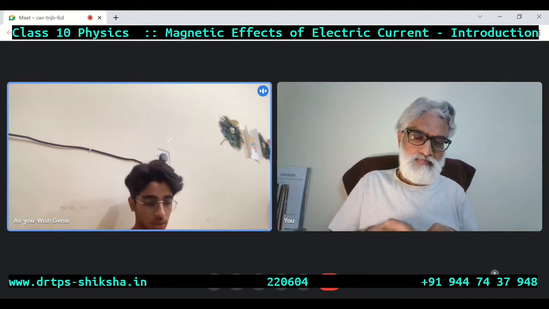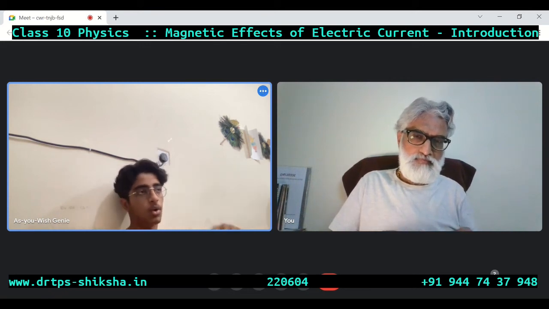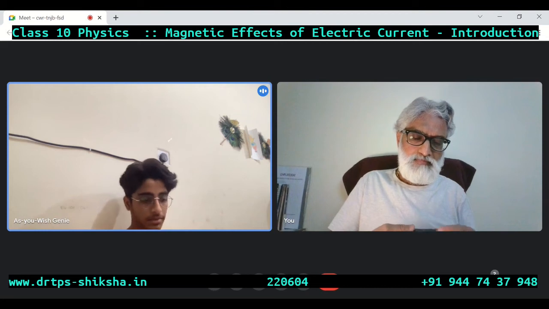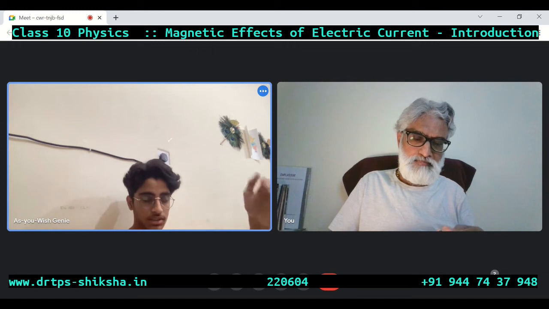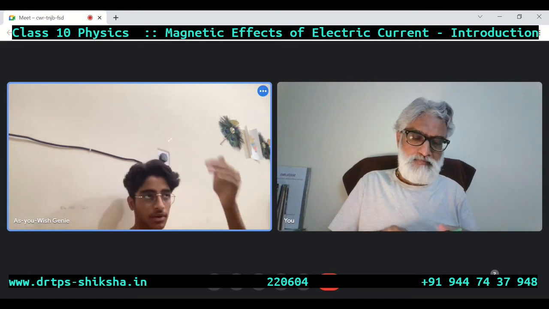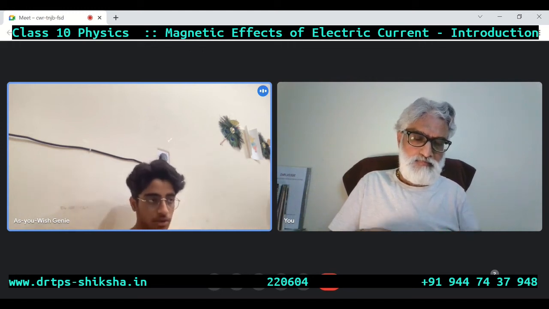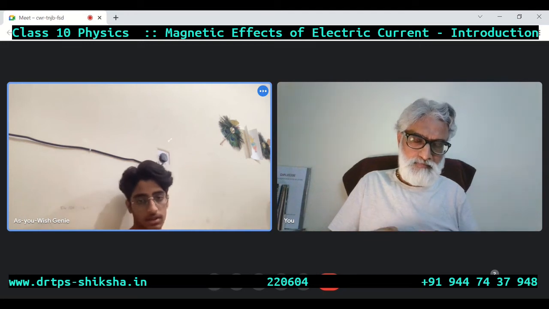If the current is flowing from south to north and the field is placed over the needle, then the needle will be deflected towards west. And if the current is flowing from south to north below the needle, it will be deflected towards east. And if the current is flowing from north to south over the needle, it will be deflected towards east. And if the current is flowing from north to south below the needle, it would be deflected towards west.